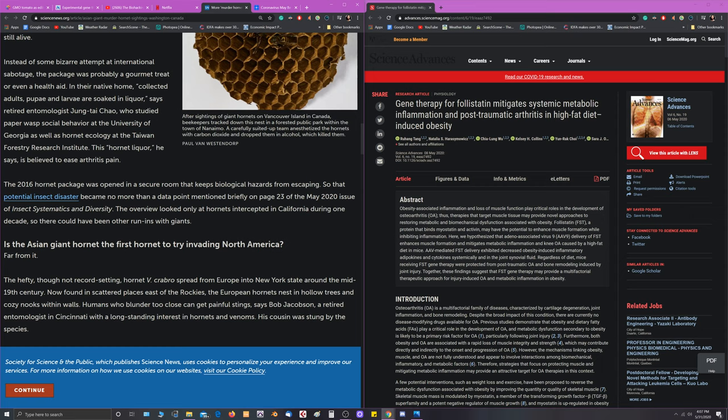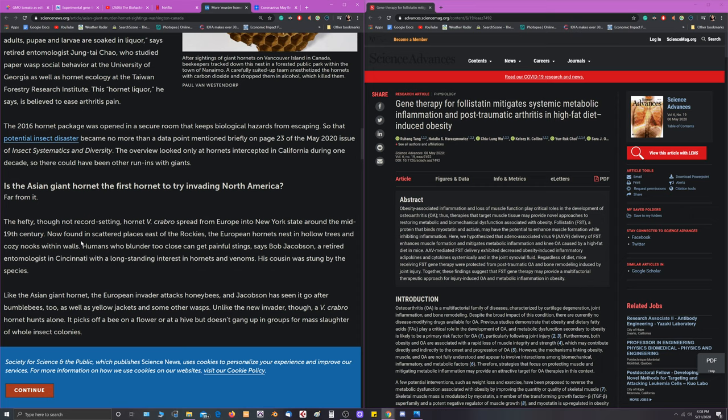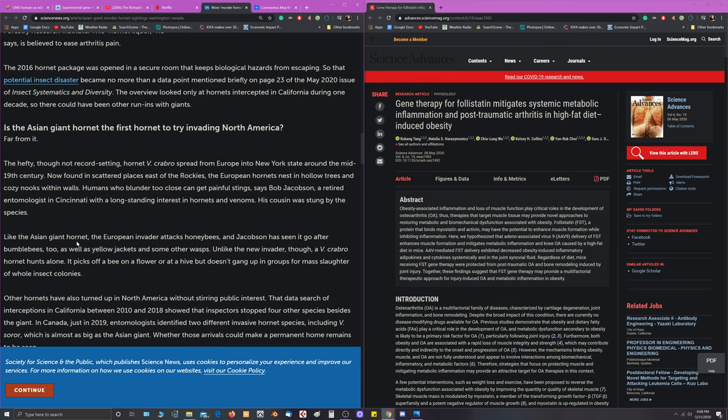Is the Asian giant hornet the first hornet to try invading North America? Far from it. The hefty, though not record-setting, hornet V. crabro spread from Europe into New York State around the mid-19th century. Now found in scattered places east of the Rockies, the European hornets nest in hollow trees and cozy nooks within walls. Humans who blunder too close can get painful stings, says Bob Jacobson, a retired entomologist at Cincinnati with a long-standing interest in hornets and venoms. His cousin was stung by the species.